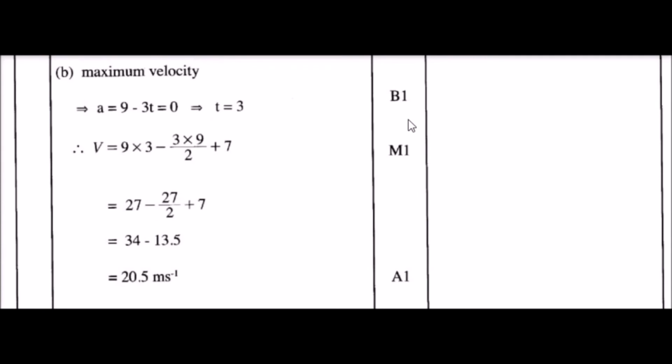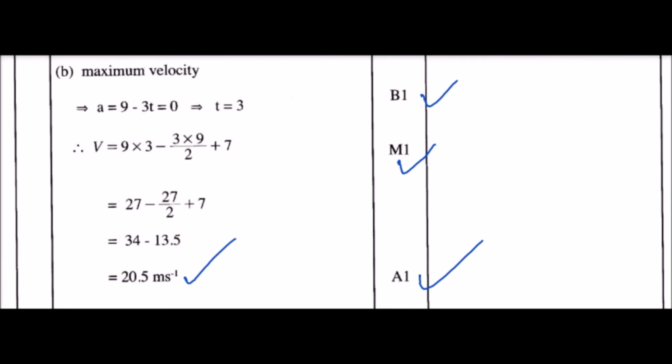Part B, you get a bonus point for getting T equals 3 by working on acceleration. You get the method mark for getting velocity, and that is substituting T equals 3, and finally you get 1 mark for expressing maximum velocity, which is 20.5.